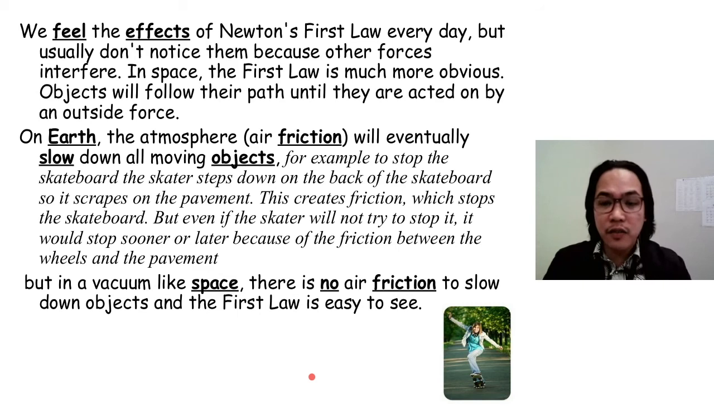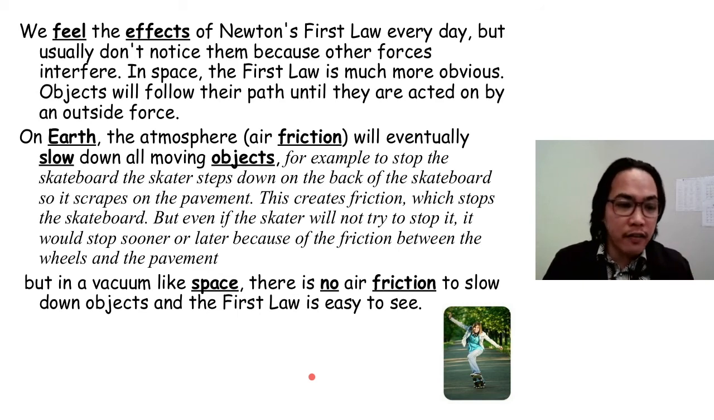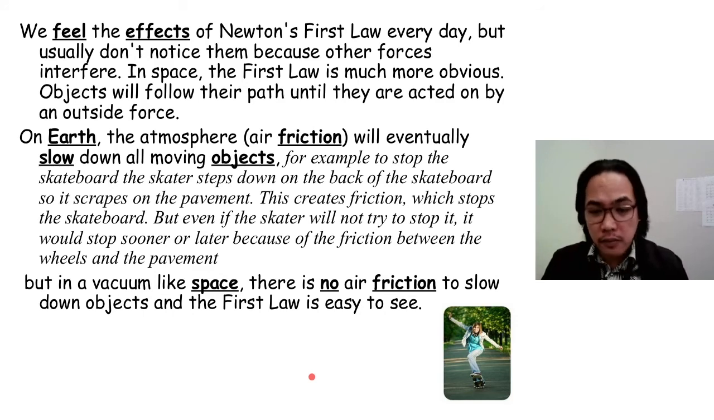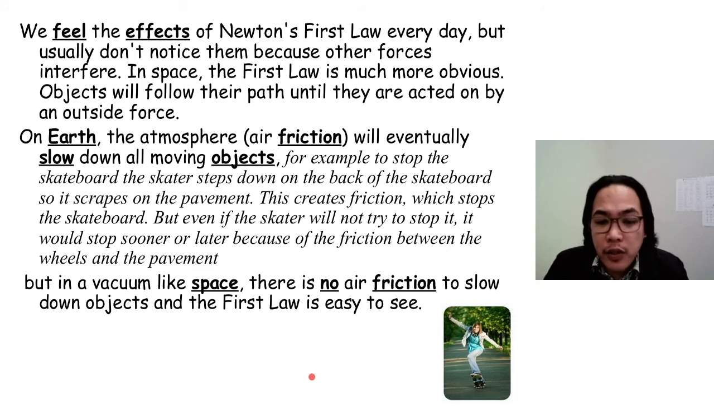The ground also has friction. We know that rough surfaces have higher friction, and smooth surfaces have lower friction. But it gives out unbalanced force, which will allow your objects to move or to stop moving. An example of that is when you play skateboard. To stop the skateboard, the skater steps down on the back of the skateboard, so it scrapes on the pavement. This creates friction, which stops the skateboard, but even if the skater does not try to stop it, it would stop sooner or later because of the friction between the wheels and the pavement.